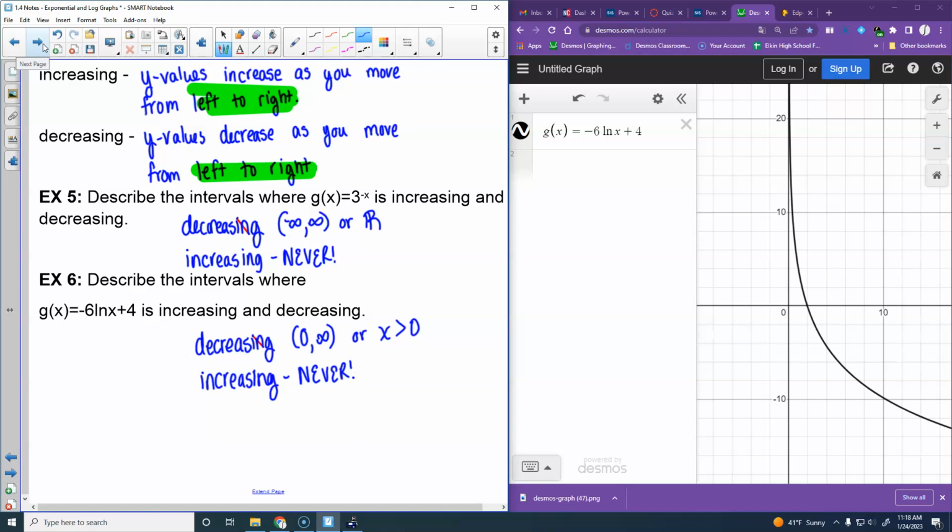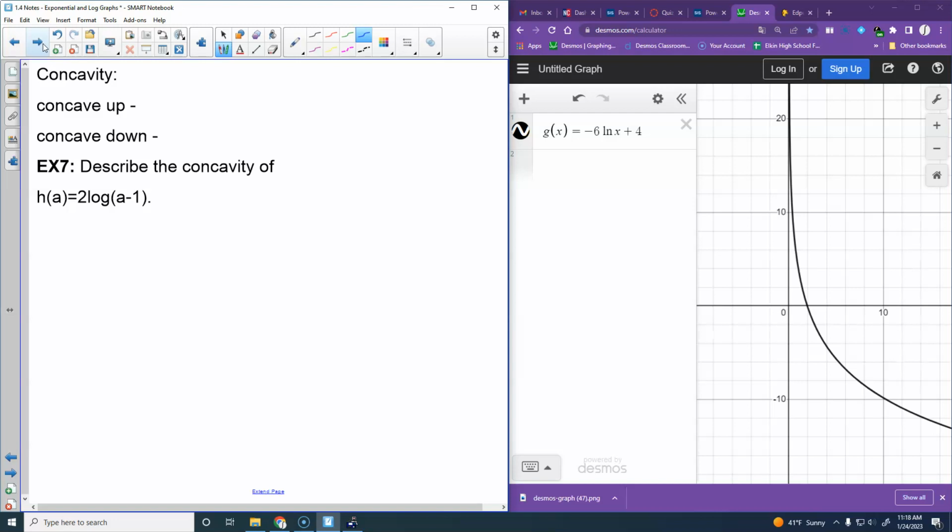All right. Questions here? Okay. Concavity. Rather than try to write out a definition for concavity, I'm going to draw you some pictures. Something that is concave up is going to have the smiley face shape. It's going to be curved up. For exponentials and logs, it's going to look more like half of that. It might look like this, or it might look like this, which is kind of curved up there.